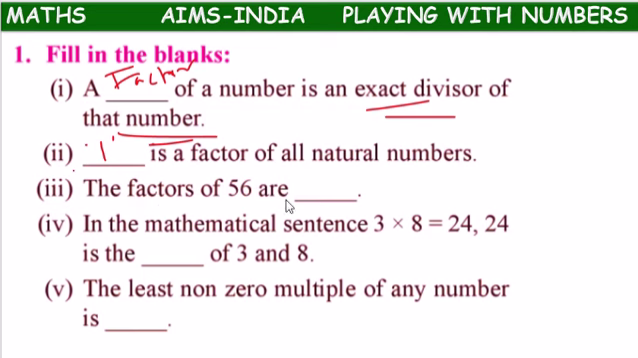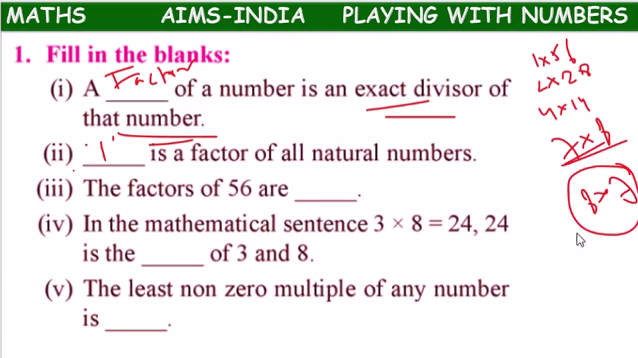The factors of 56 are: 1 into 56 we can write, or 2 into 28 we can write. With 3 we cannot write. With 4, 4 times 14 we can write. With 5 we cannot write. With 6 we cannot write. With 7, 8 times 7 is 56 we can write. With 8 into 7 means repeated, 7 into 8 repeated. Now no need to count from here. These are enough.